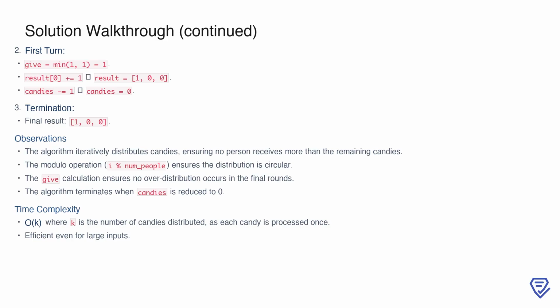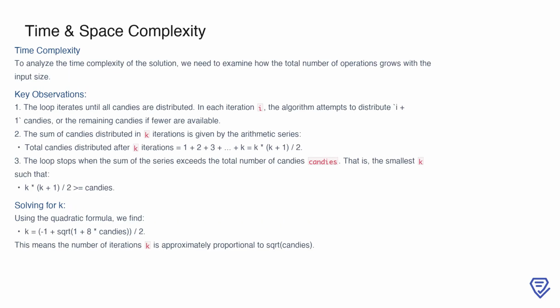The modulo operation, i % number_people, guarantees the distribution wraps around circularly, and the give calculation prevents exceeding the available candies. The algorithm efficiently terminates when all candies are distributed. With a time complexity of O(k), where k is the number of candies, this approach handles even large inputs effectively. To analyze the time complexity of our solution, we need to focus on how the total number of operations grows as the input size increases.